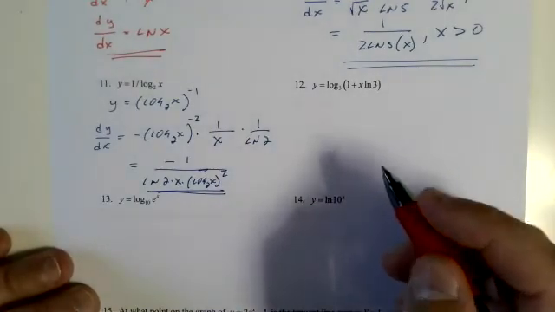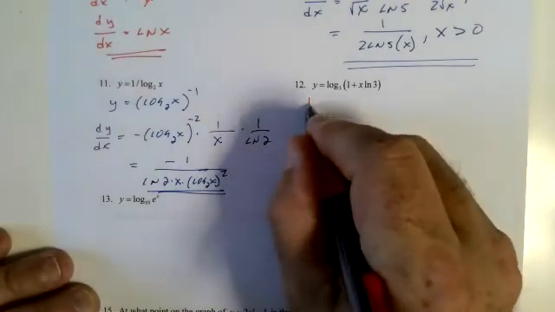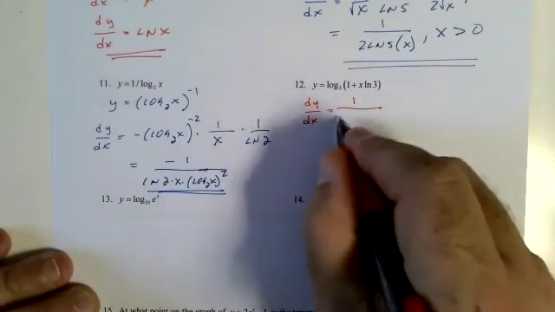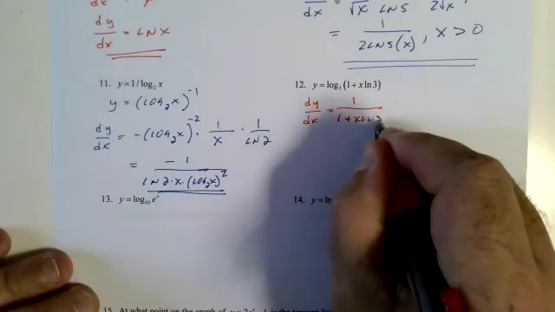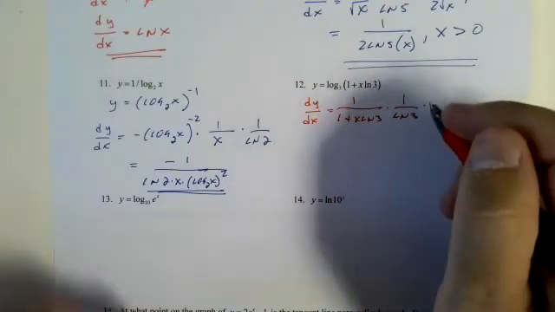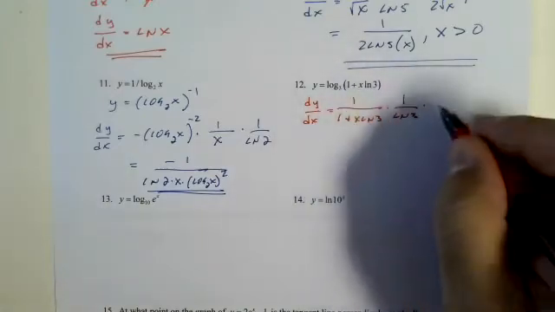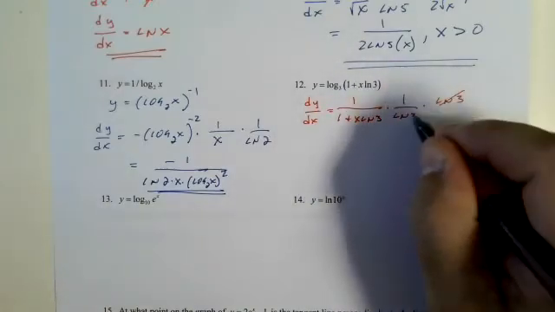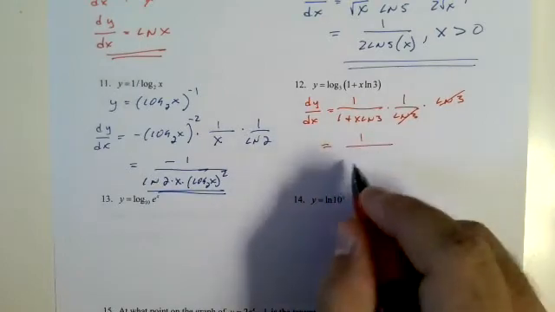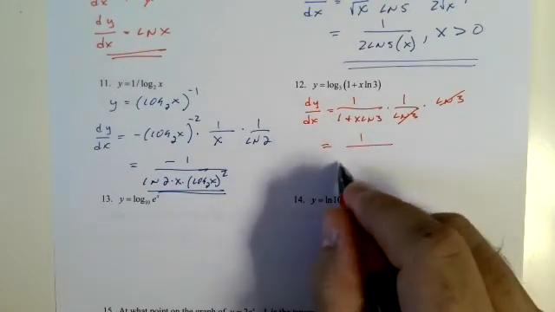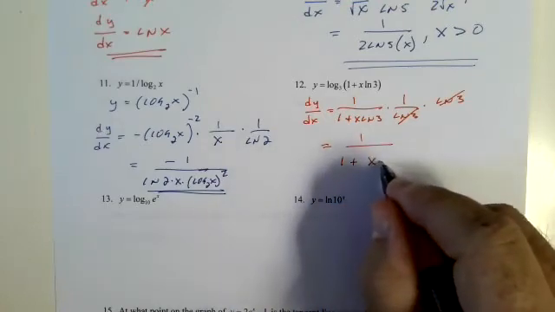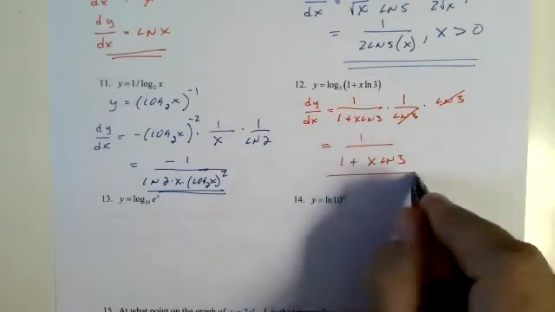And let's see what we got here. dy/dx equals 1 over 1 plus x ln of 3, times 1 over ln of 3, times the derivative of... 0. The derivative of this is just ln of 3. Equals 1 over 1 plus x. I really should have put the ln of 3 first, but that's okay.